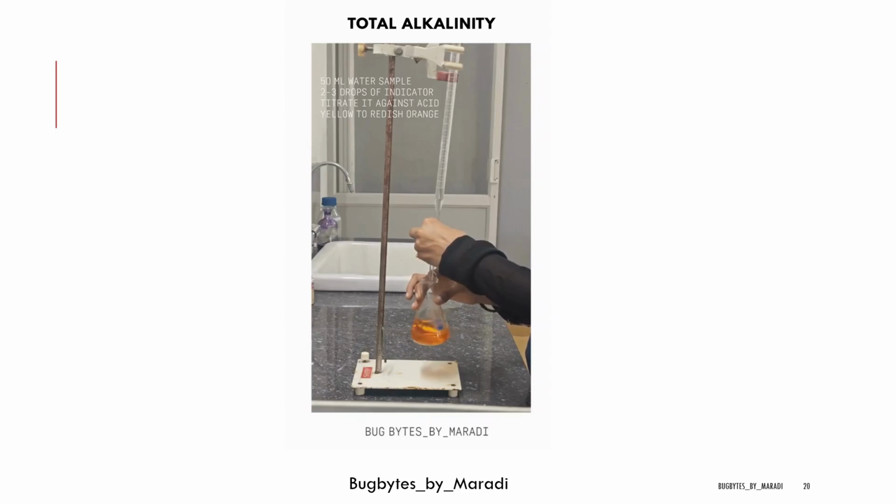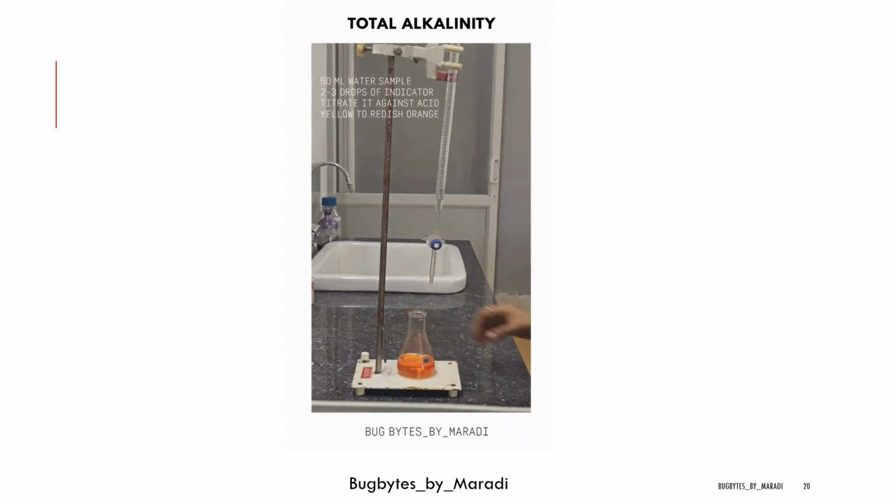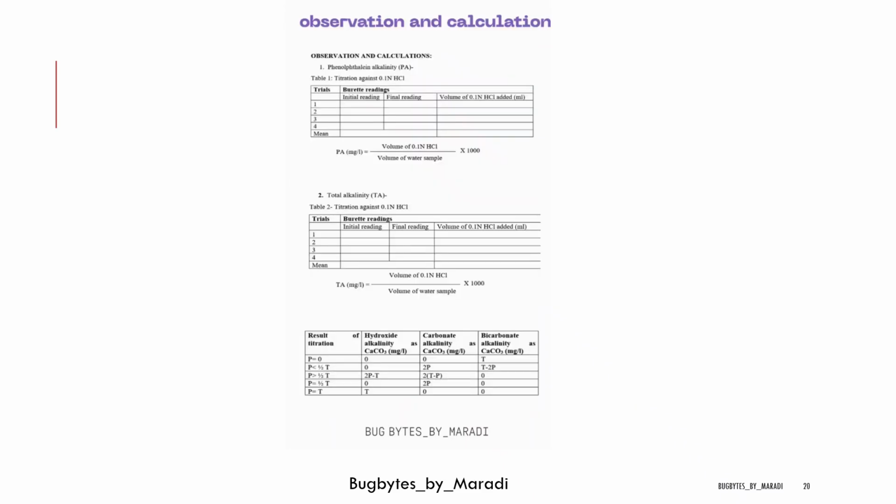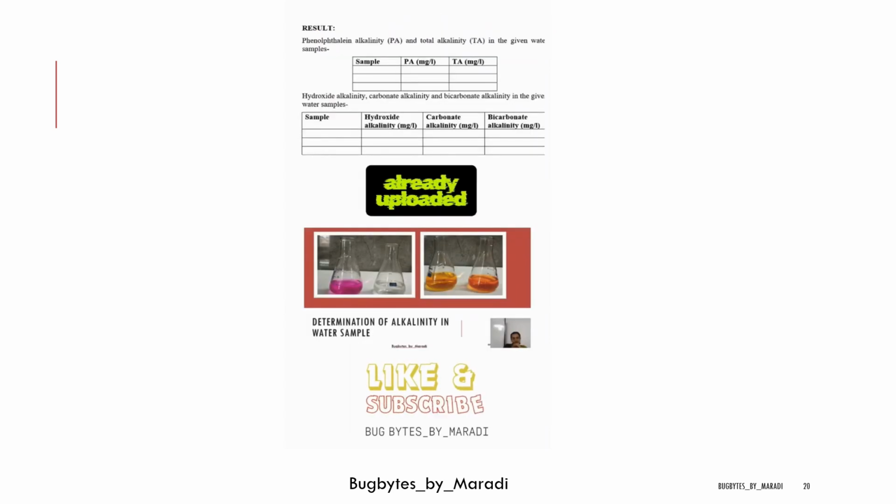So it tells us that the carbonates, bicarbonates or hydroxide have been completely neutralized in the water sample. Remember that all the three, that is carbonate, bicarbonate as well as hydroxide ions, cannot be present together at a time in the water sample. So I've just shown you, this is the yellow color, the initial stage. As we titrated against sulfuric acid, it turned into reddish orange color. Here are the observation and calculation part. And here is a result section.